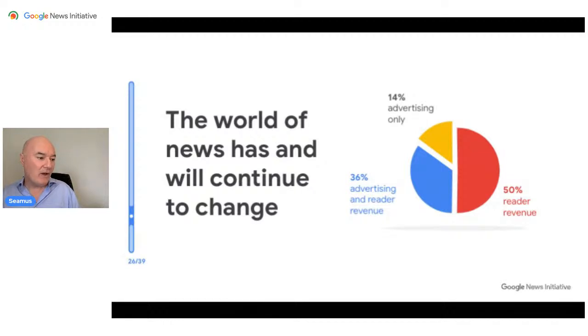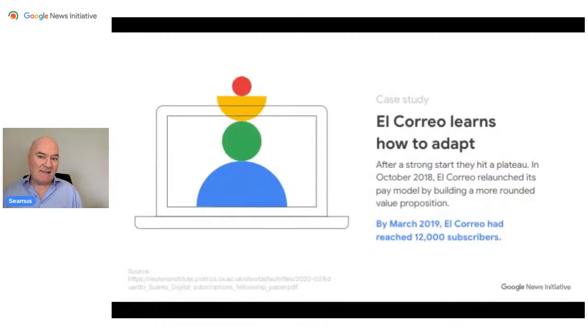More than a third of those media executives interviewed by the Reuters Institute said that it's really going to be this mix of advertising and reader revenue, 50% reader revenue. But of course at the moment, still a lot of news organizations are relying on print and a lot of them are relying on advertising. So a lot of these really are just options that people are chewing on at the moment. Let's look at another case study. I think we have time for some more case studies on this.